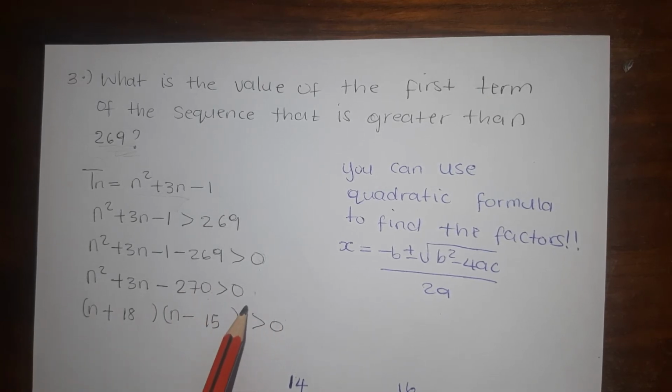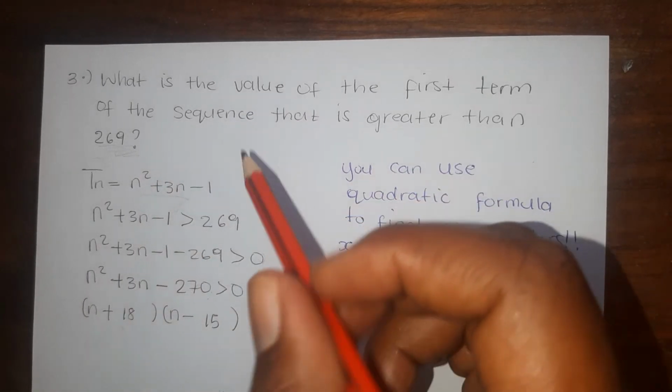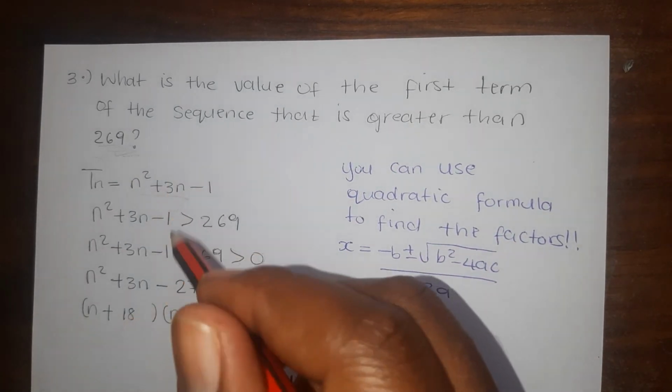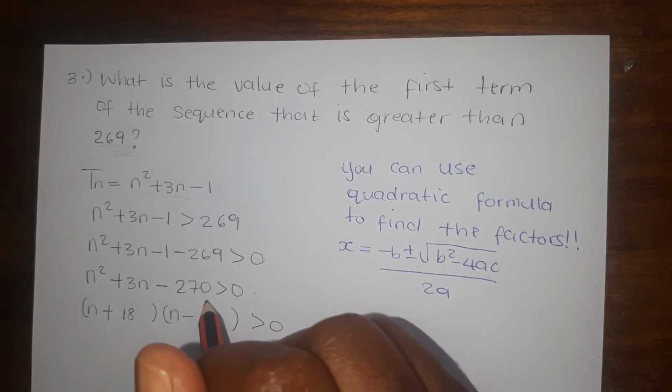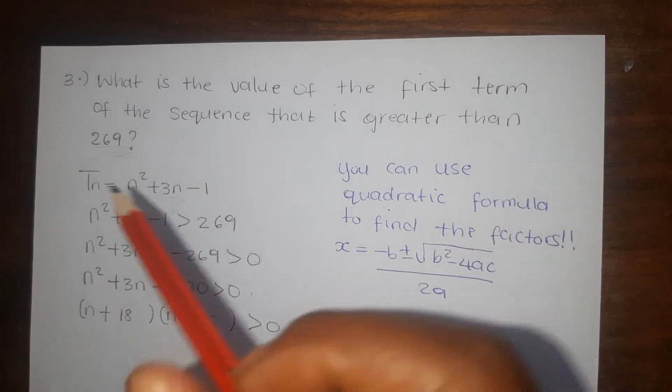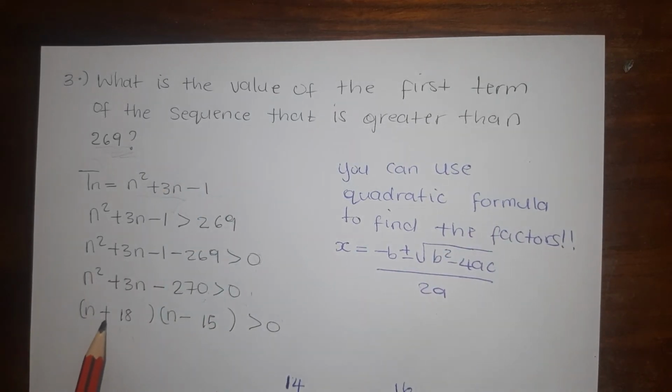So now here we need to factorize. So here we need to find the factors of 270, that when we multiply them together, they give us 270, and also when we add them together, they give us this 3. So those factors are positive 18 and minus 15. So when we factorize, we say n plus 18 and n minus 15 is greater than 0.